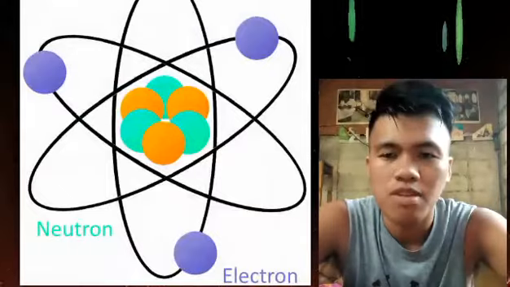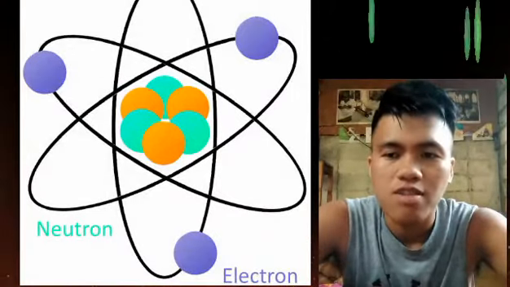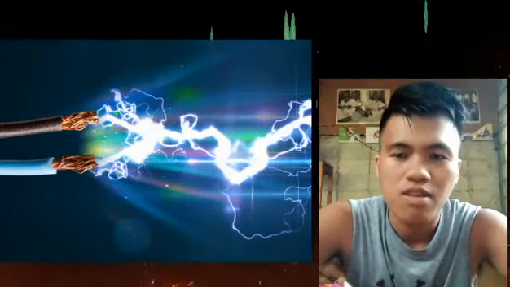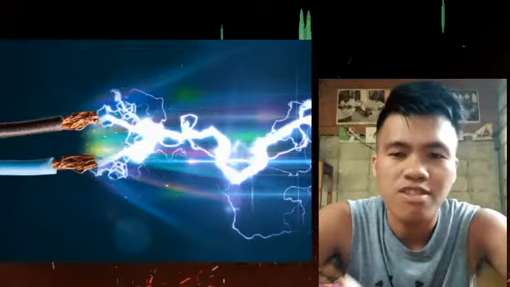Electric current flows more easily in some types of atoms than in others. Atoms that let current flow easily are called conductors, whereas atoms that don't let current flow easily are called insulators.